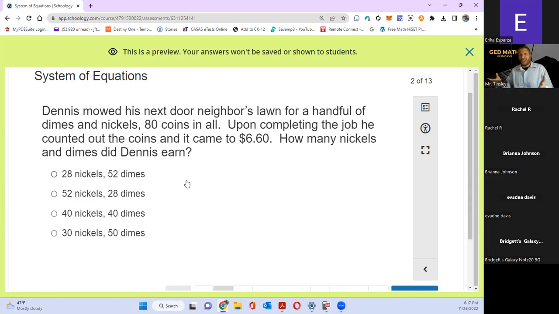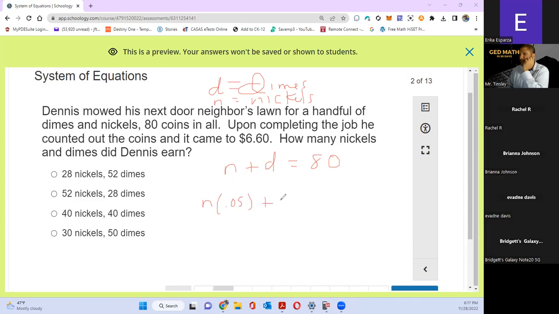But anyway, this is a system of equations as a word problem. So there are two things that you can do. You can solve it algebraically and you can say, D is dimes, N is nickels, and I know that my nickels plus my dimes must be 80. I also know that the number of nickels times 0.05 plus the number of dimes times 0.10 must be 660. So let me rearrange that equation because we want our coefficients first.